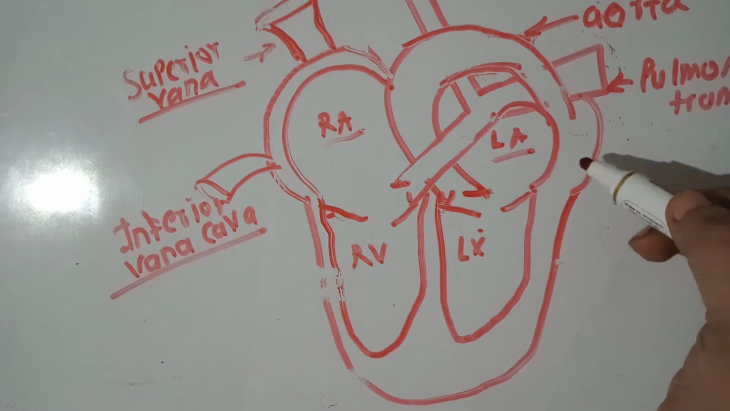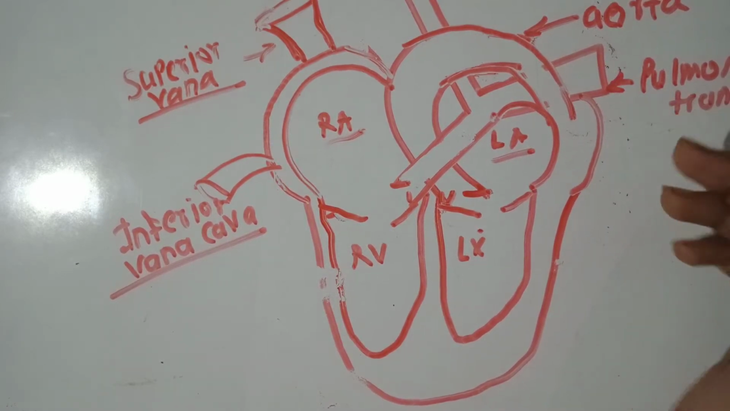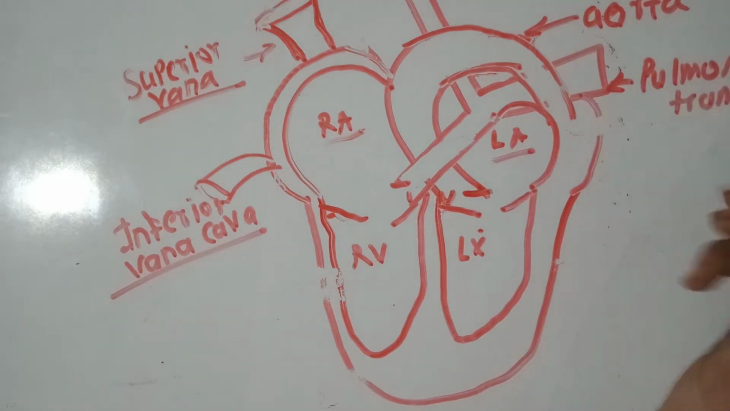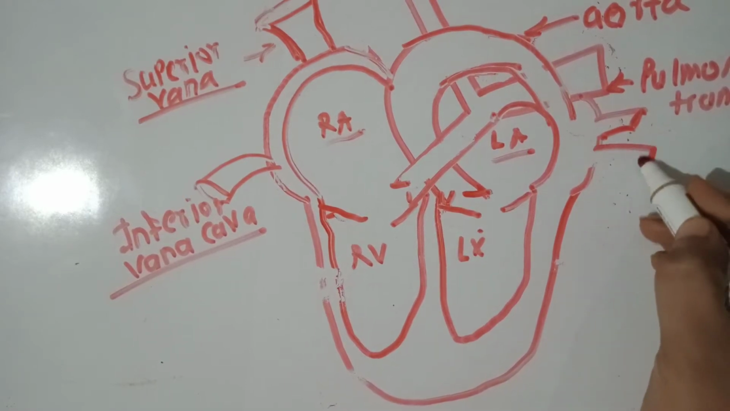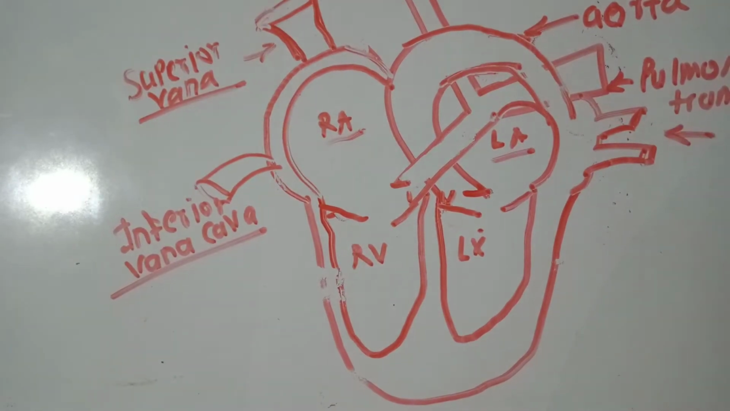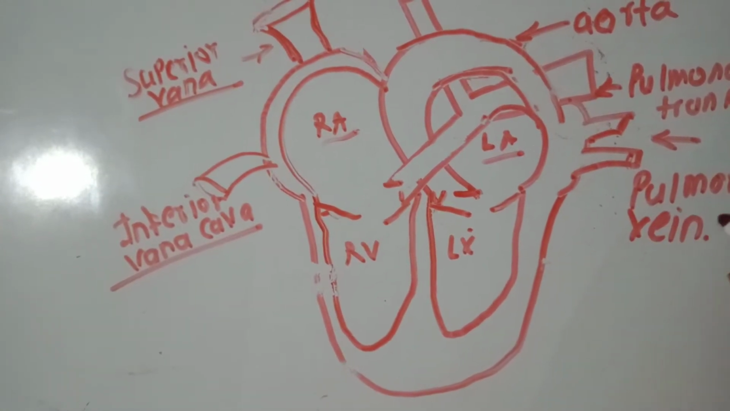Now the left atrium contains oxygenated blood. The oxygenated blood will come from the lungs. The purified blood will come from the lungs. So here we'll draw these veins. Actually, there are four veins, and they are called pulmonary veins. They carry all the purified, or oxygenated, blood from the lungs. I hope this is clear, students.